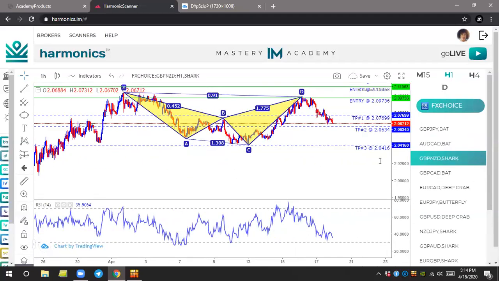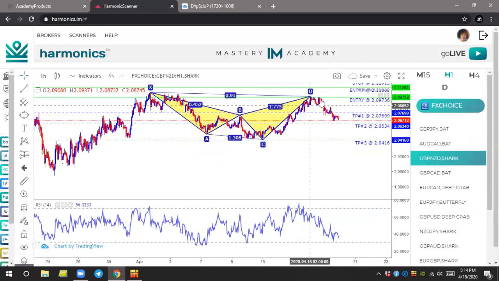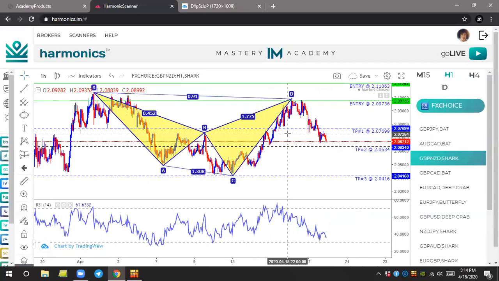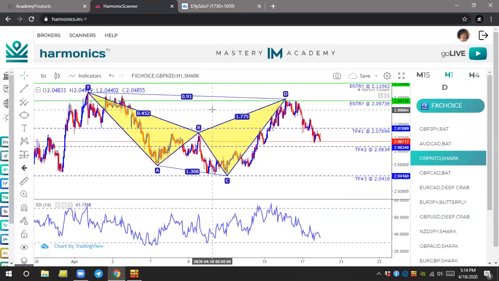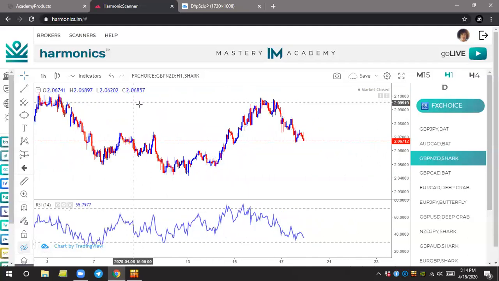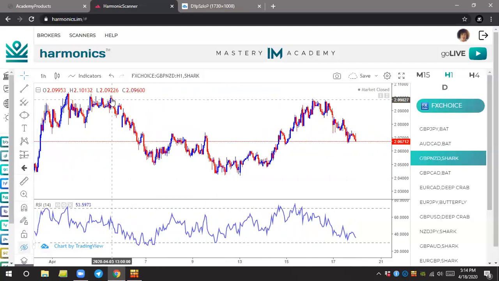Let's go next to the GBP NZD and let's figure this out. So the entry was up here. We're looking to sell the market. So if we apply some institutional concepts to this, let's go ahead and see what we see to the left first. So automatically I see a bearish order block right here, right? Bearish order block right there automatically.